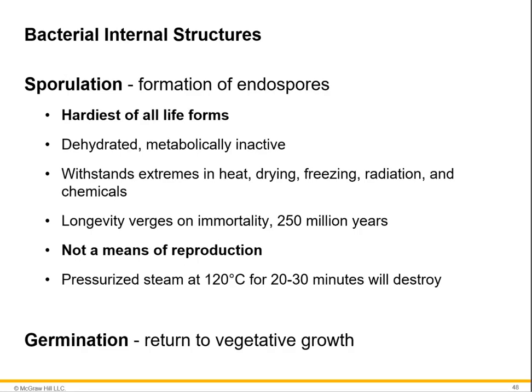Endospores are the hardiest of all life forms. They're dehydrated, they are metabolically inactive, and they can withstand extremes in heat, drying, freezing, radiation, and chemicals, okay? So these guys are really difficult to kill. We mentioned their longevity, millions of years. Now, these are not spores that are produced for reproduction. These are spores that are produced for survival, okay? How do we kill them? We use pressurized steam at 120 degrees Celsius for 20 to 30 minutes. Next is germination, and this is when the endospore returns to vegetative growth when the environmental conditions become favorable again.